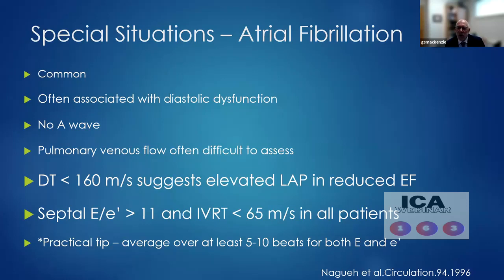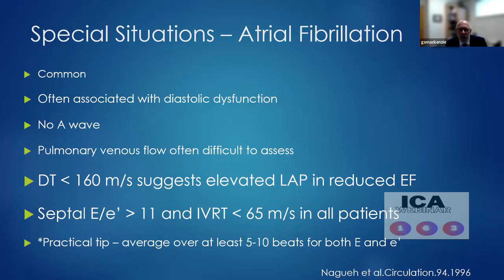So in general, when the left ventricular ejection fraction is depressed in patients who have atrial fibrillation, a deceleration time on the E wave of less than 160 milliseconds has very good accuracy in suggesting that the left atrial pressure is elevated. So let me just repeat that.